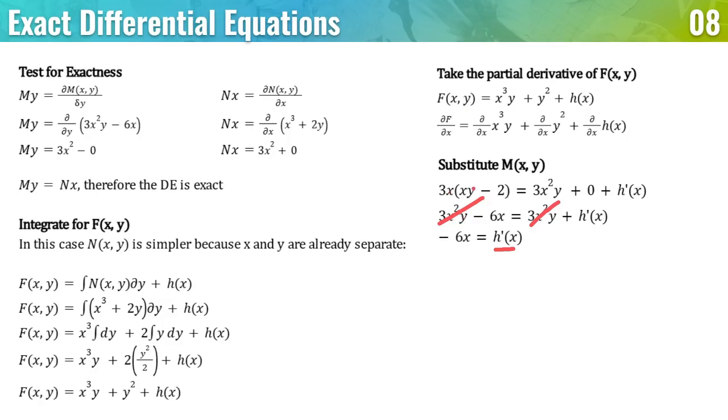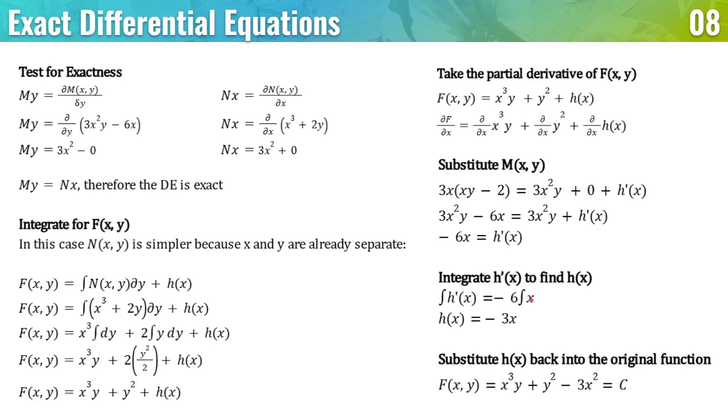So cancel the 3x squared y on both sides, and you are left with h prime of x is equal to negative 6. So now you want to integrate h prime of x. So negative 6 times the integral of x dx, and this one also needs a dx here. You are left with h of x is equal to negative 6x.